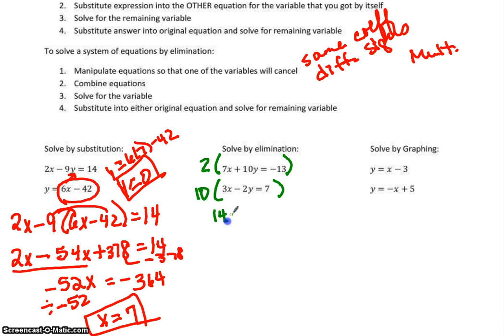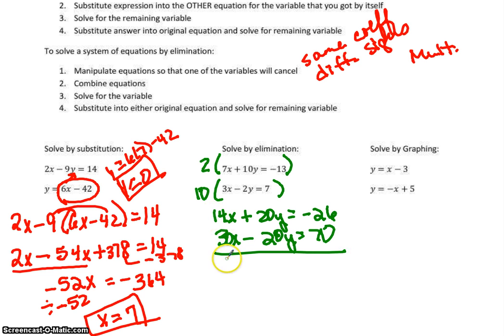So you get 14x plus 20y equals negative 26. And you get 30x minus 20y is equal to 70, because you've got to multiply everything by 10. So you draw a line, and 14 and 30 gives you 44x. Your y's are gone, is equal to 10 minus 6 is 4, and 6 minus 2 is 4, 44. So then you divide by 44, and you get x is equal to 1, and that is an answer.